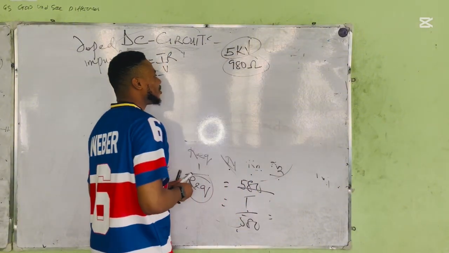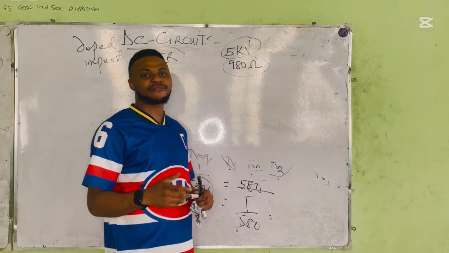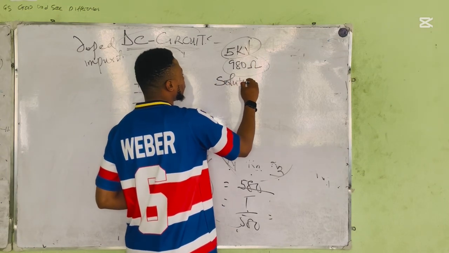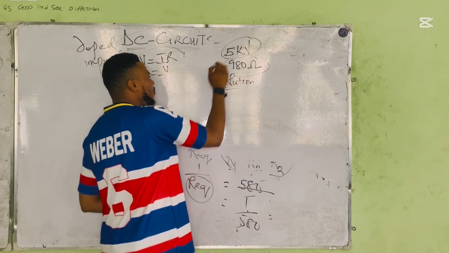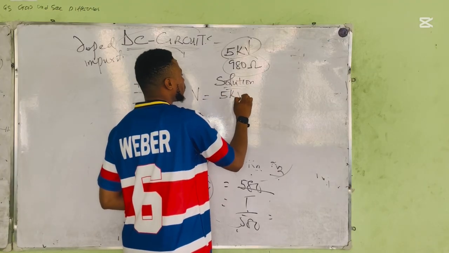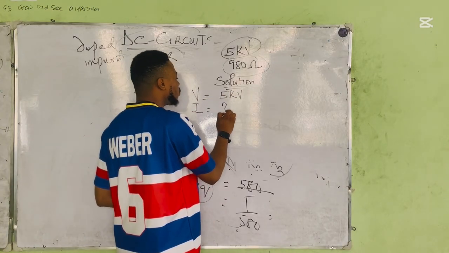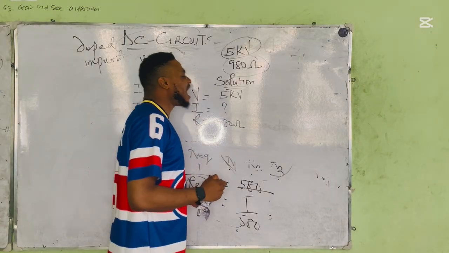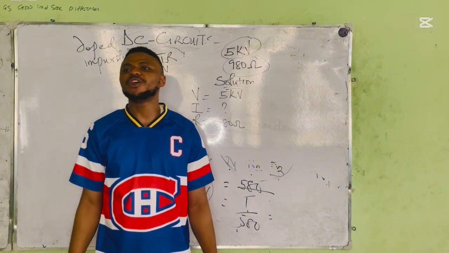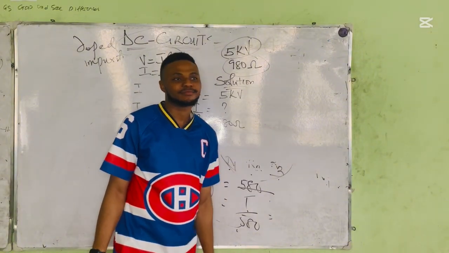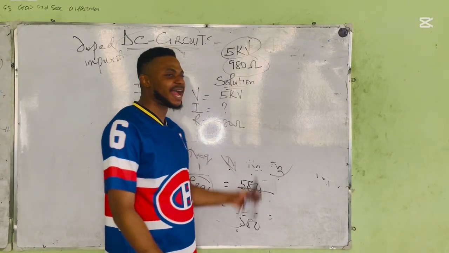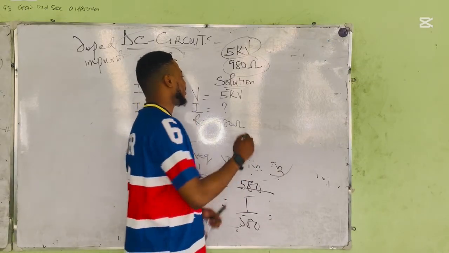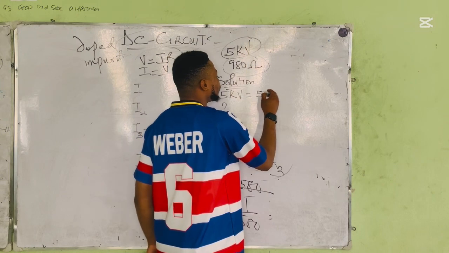Now we need to understand our foundation of Ohm's law: V equals IR. Now the solution to this is that we have voltage of 5 kilovolts, we have current which is unknown, our resistance is 980 ohms. Now listen, kV is not a unit. The unit for voltage is what? Volts. Don't ignore this K. Don't marry it together with V. No, don't do that. 5 kilovolts means 5,000 volts.